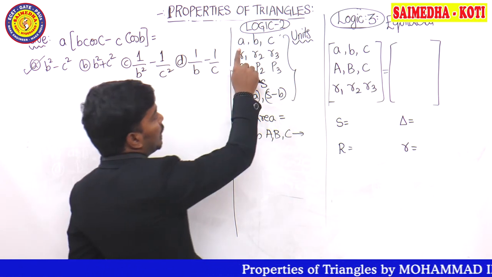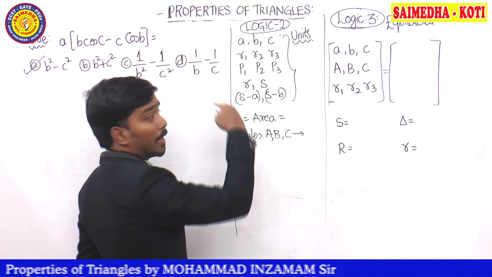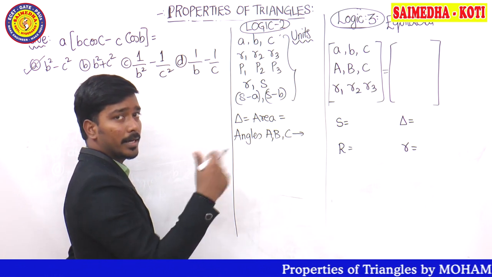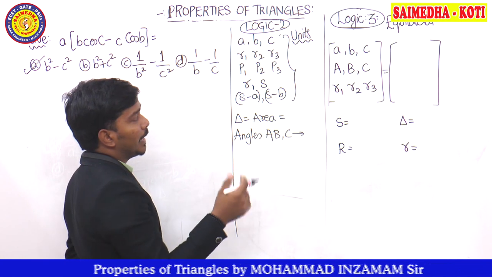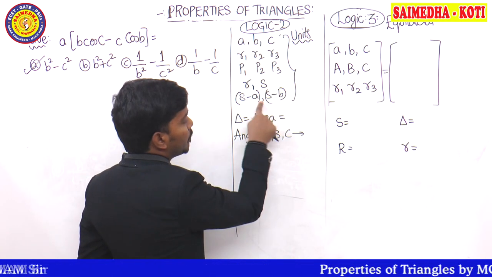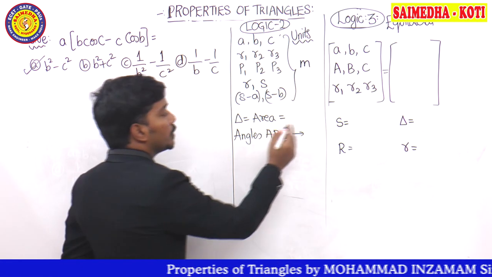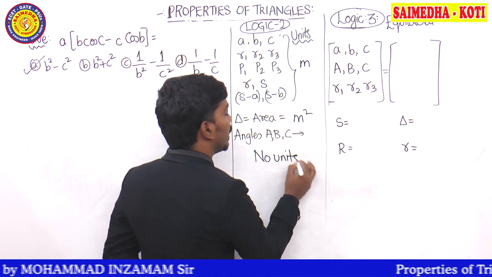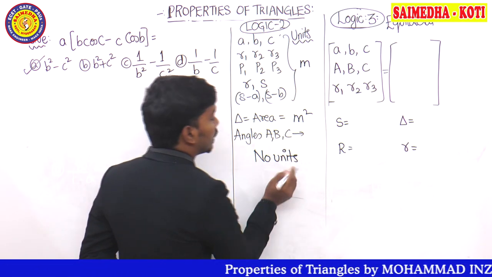First of all, let's see. a is a side of a triangle, b is also a side of a triangle, c is also a side of a triangle. R1, R2, R3 are the radii of the in-circle and ex-circles that we draw. P1, P2, P3 are again altitudes, guys, heights. The unit for a height or radius or a side is the same. All the units will be meters. Area unit is meter square. Angles do not have any units, guys.